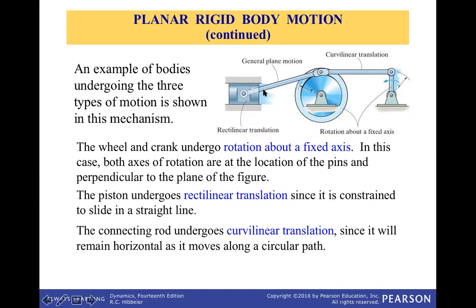Now this rod here will have a combination of translational motion and rotational motion. So it will have a complicated motion. This figure shows you examples of each of the motions we just talked about.